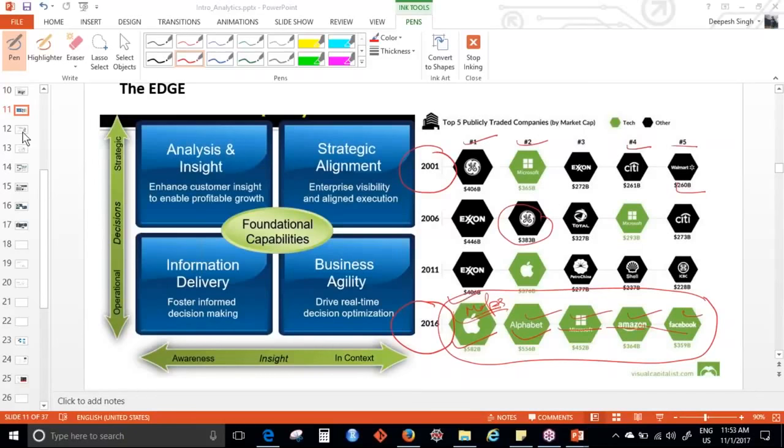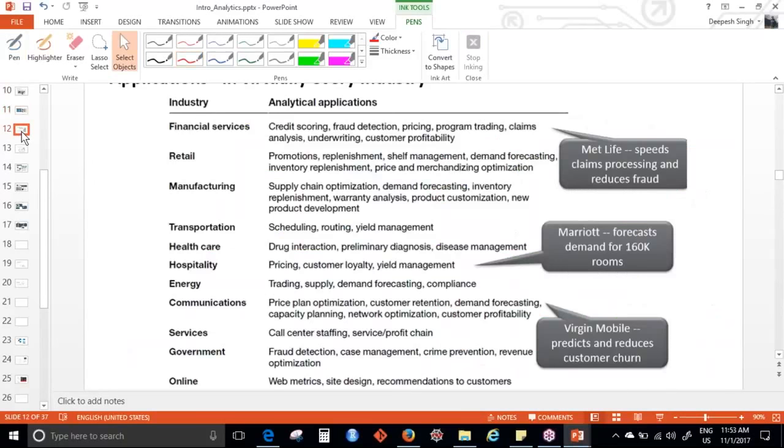Let us move ahead. This is again about which industries analytics is used in. Some of the industries are mentioned here. Of course, this is not exhaustive. There are a lot of other industries. Analytics can basically be used in anything, in any domain you can think of. Later I'll have some videos also, and from the videos you will realize there are places where analytics is being used that you wouldn't have imagined. Financial services, analytics is being used.